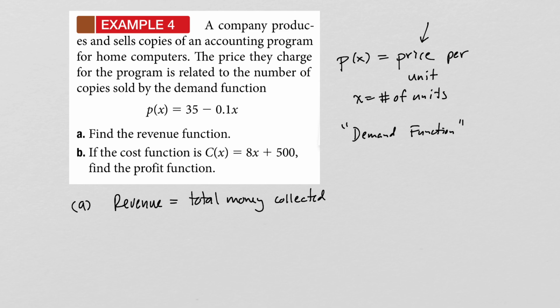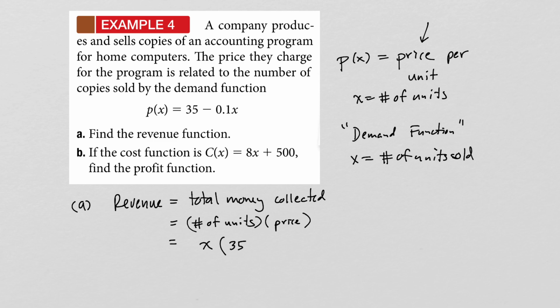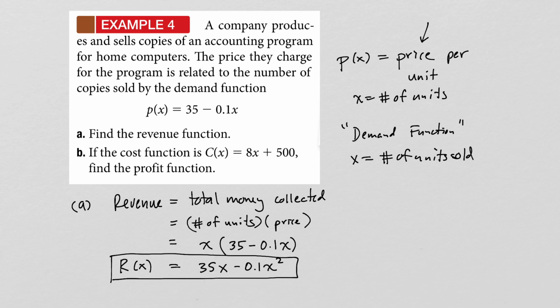So let's think about this. If x is the number of units sold, then the revenue is going to be the number of units that you sell multiplied by the price per unit. So if you sell x units, you're going to multiply that by the price, which in this case is 35 minus 0.1 times x. And if you multiply this out, this is 35x minus 0.1 times x squared. And this is often what we call R of x, which represents the revenue function.